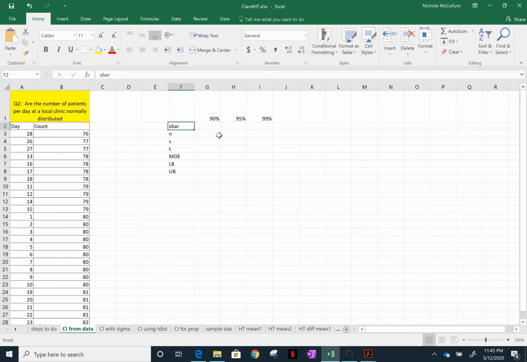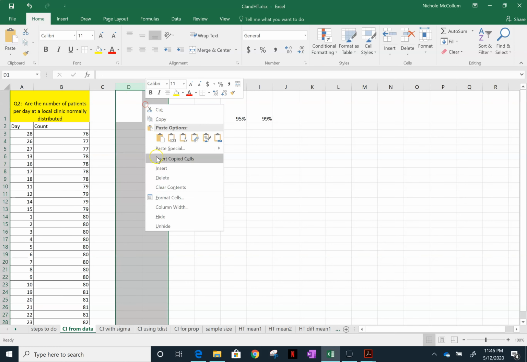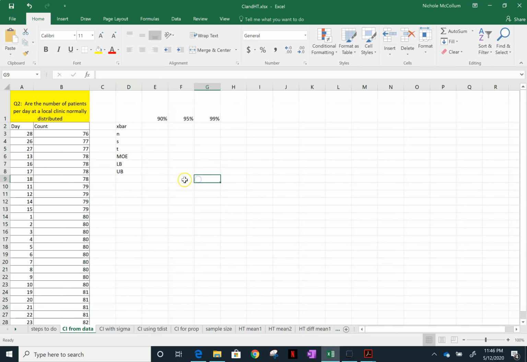Well, what are each one of these components? X bar is the sample average, so I need the average of my sample. I need N. How many days did I sample for? And I need the spread of the sample. So how do I find each of these? Well, in Excel, the easiest way to determine X bar, N, and S is via the descriptive box. Let's build the descriptive box.